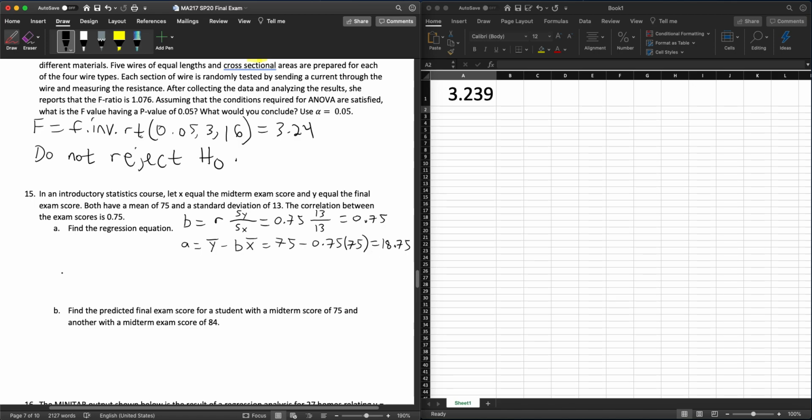The line of best fit, the regression equation, then, would be y hat is equal to 18.75 plus 0.75 times x. To find the predicted final exam score for a student with a midterm score of 75, and then with 85, we will need to do both of these.